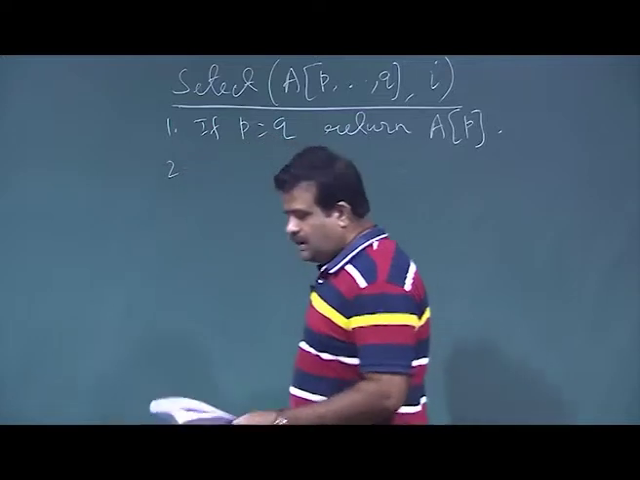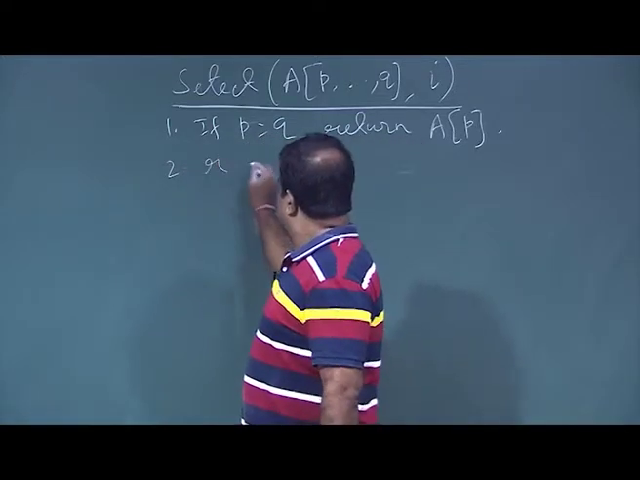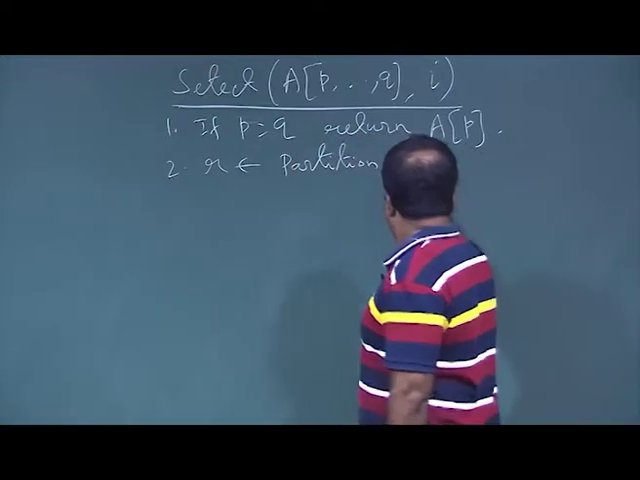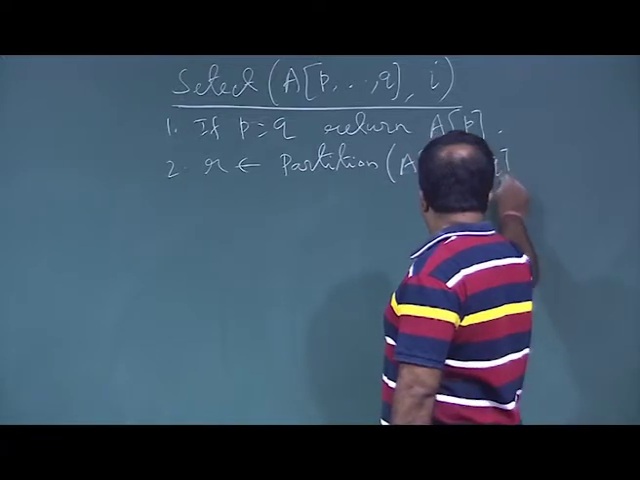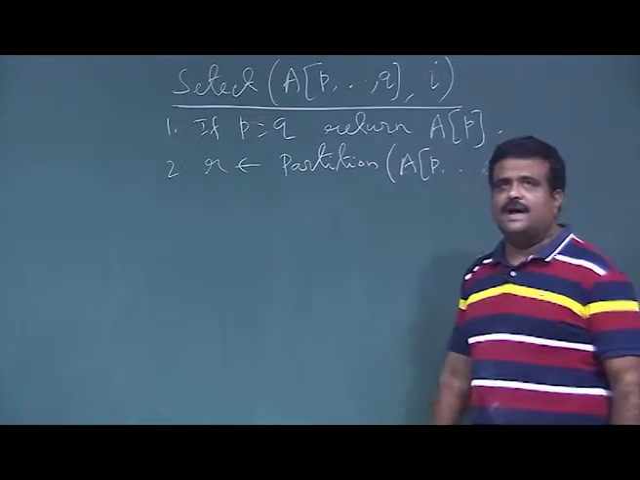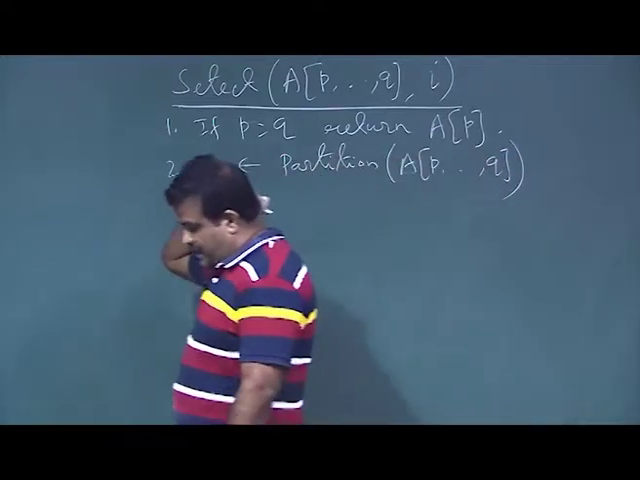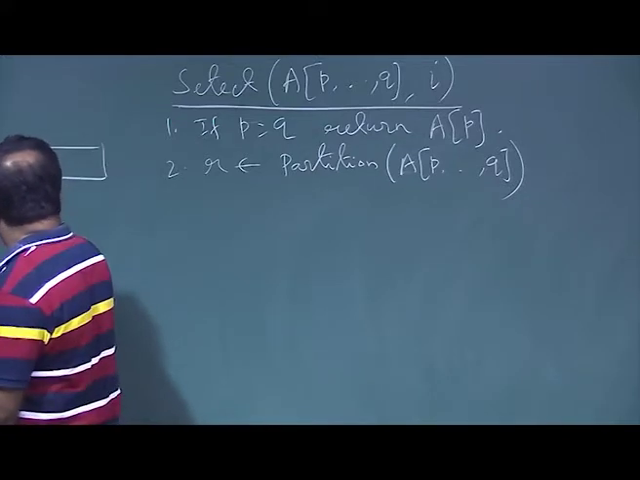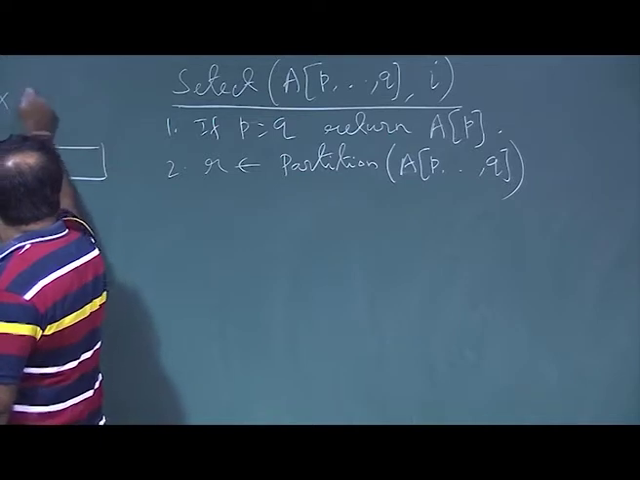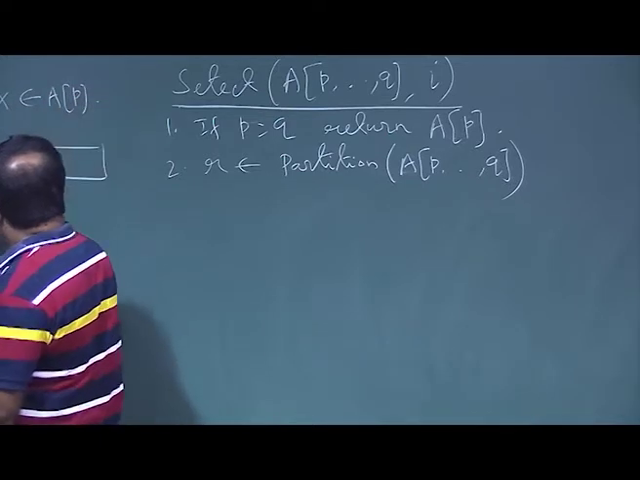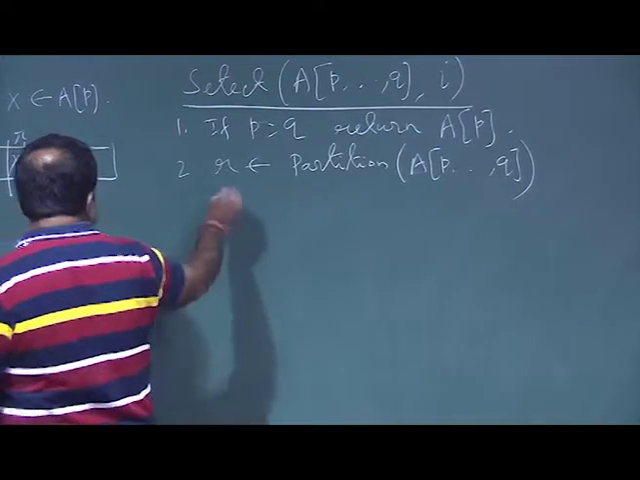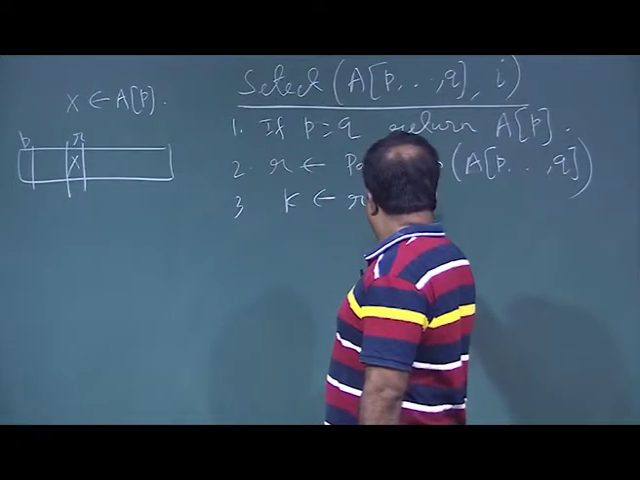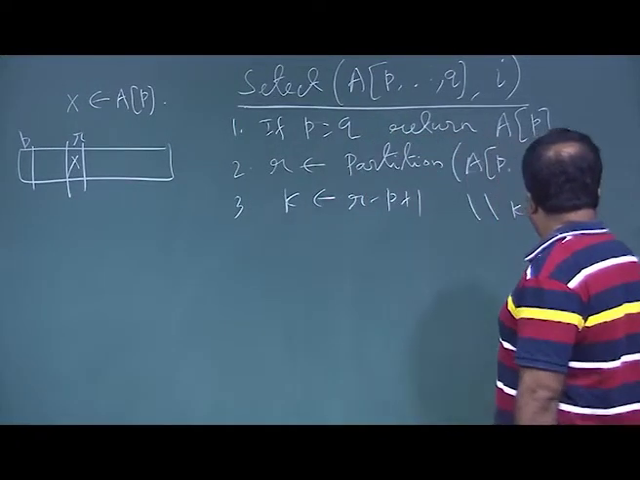Otherwise, what do we do? We call our partition algorithm on P to Q. It will choose the first element as the pivot, so x is basically A[P], and then it will divide the array into two sub arrays, and it will return this r. Now we take k equal to r minus p plus 1, and this k is basically the rank of x.